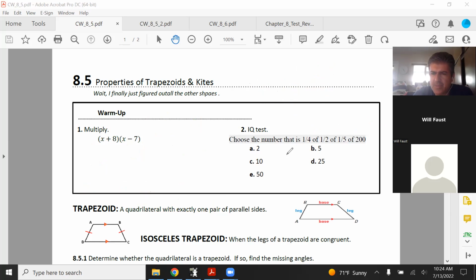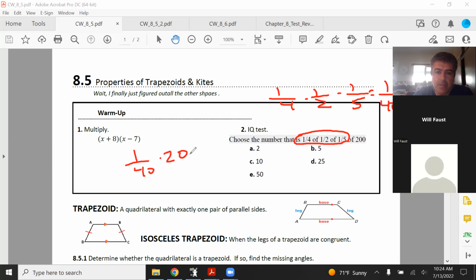This is an IQ test. It's really just make sure you combine fractions. A fourth of a half of a fifth. That becomes 1/40th. You multiply all the denominators together. Okay, that's all. This is just combining fractions. Questions on those two warm-ups?